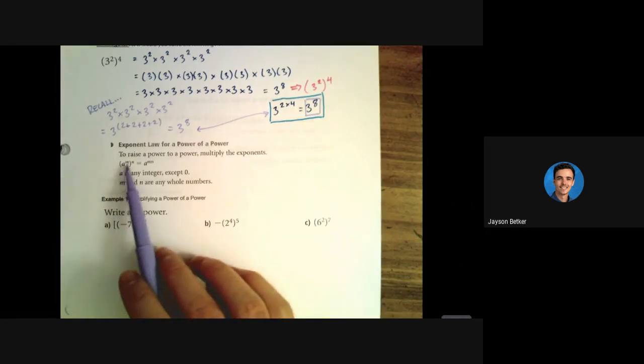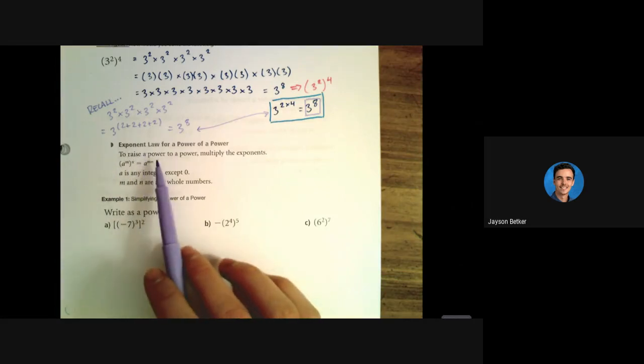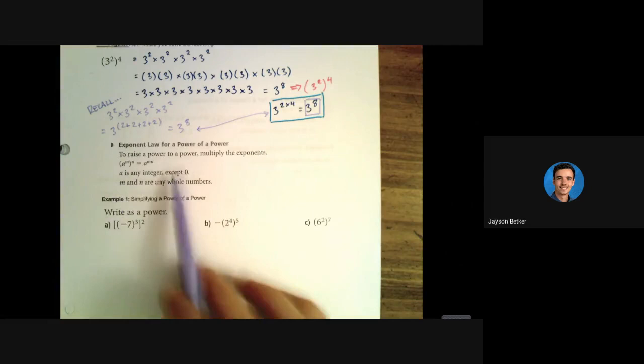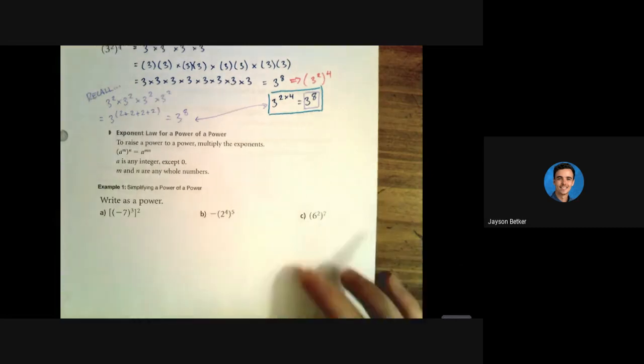Here it is in kind of fancy terms. To raise a power to a power, we have to multiply the exponents together. So a to the m to the n is just the same as a to the m times n. Okay, this is where a is any integer except for 0, and m and n are any whole numbers. Let's try a couple examples.